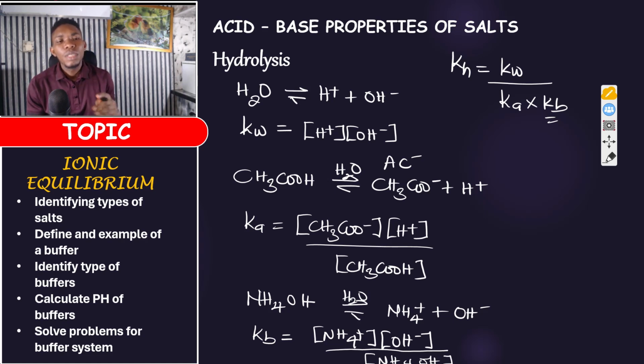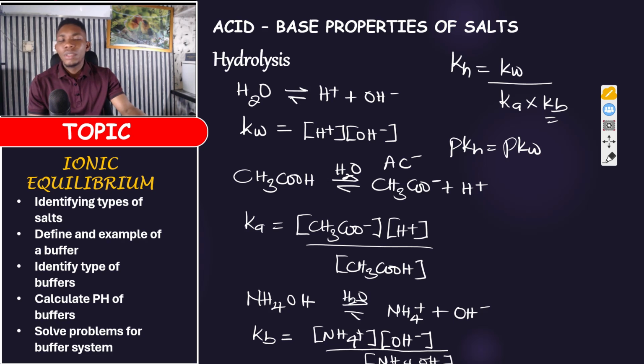How do we prove this? It's very, very easy. But since you didn't prove it in your material, there's no need of actually going there. Now, at the end of the day, if you take the negative logarithm of everything you have here, pKh will be equal to pKw.